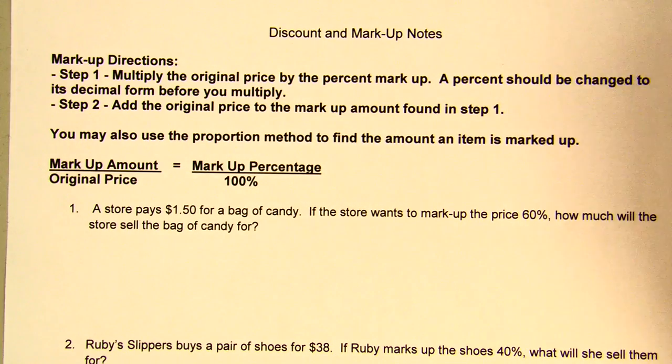First one is that you're going to multiply the original price by the percent markup. A percent should be changed to its decimal form before you multiply. And then step 2, you're going to add the original price to the markup amount found in step 1.